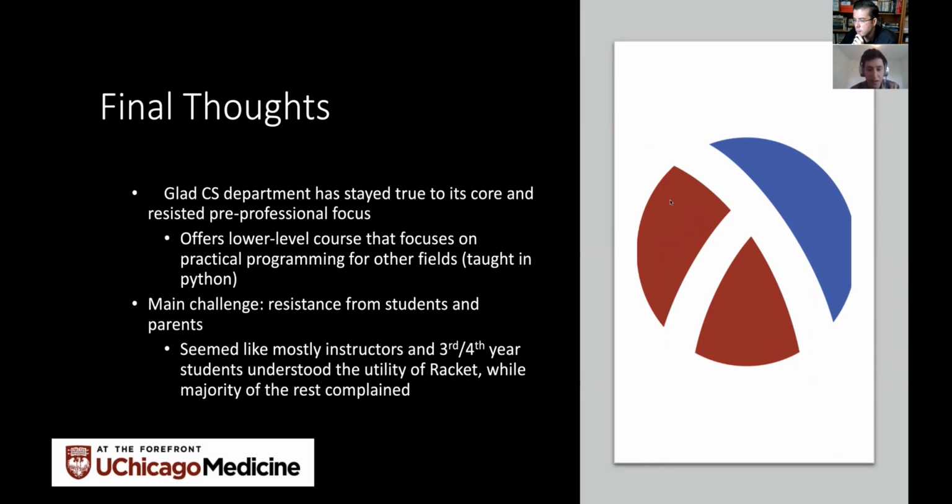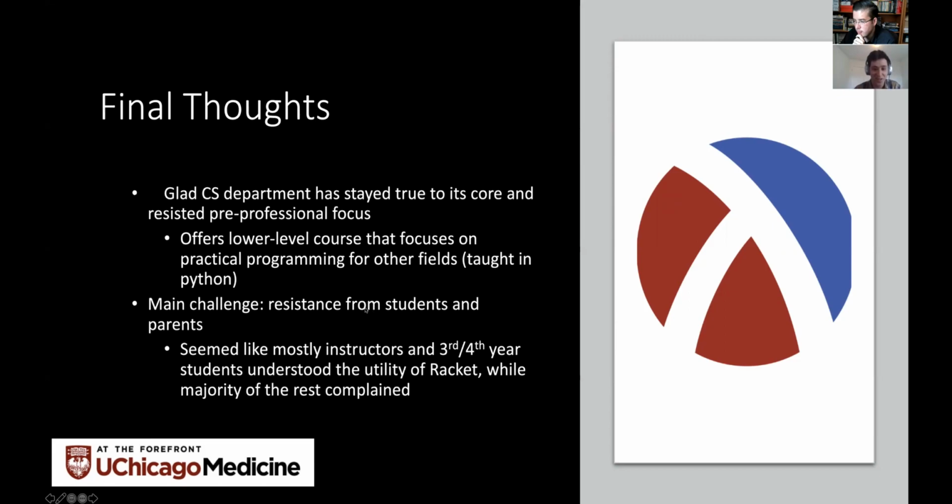That being said, my opinion is definitely not that of the majority among students, especially first-year students. I'd say the main challenge for the future of this class is resistance to typed Racket. I was one of maybe a handful of students in my class who actually said that they liked Racket, which seems like a low bar, but it is true. And there was a lot of pressure from parents and students to switch to a more, quote, useful language. I don't think so, but some people did. The older students and the instructors definitely did appreciate the beauty of Racket. But yeah, that was kind of it.